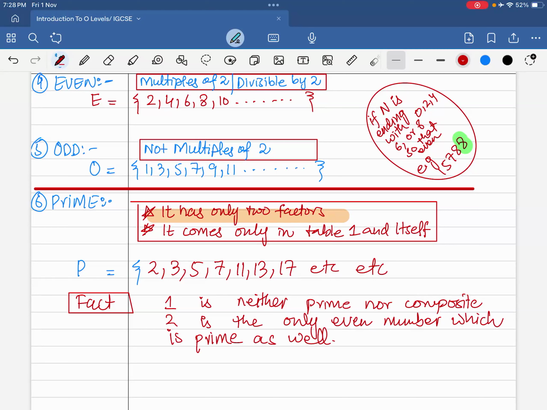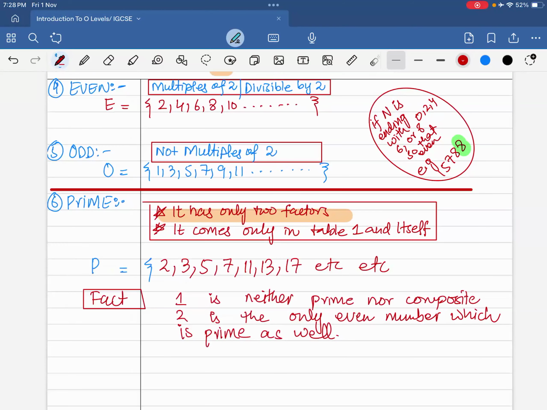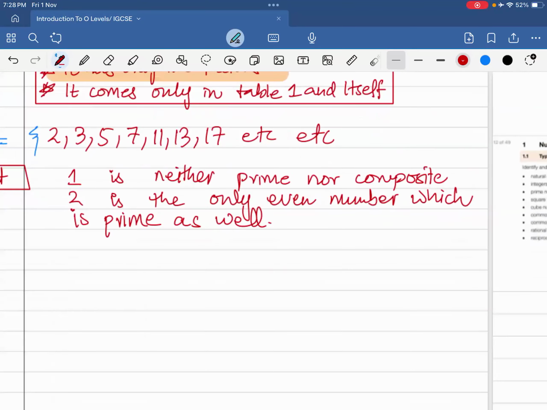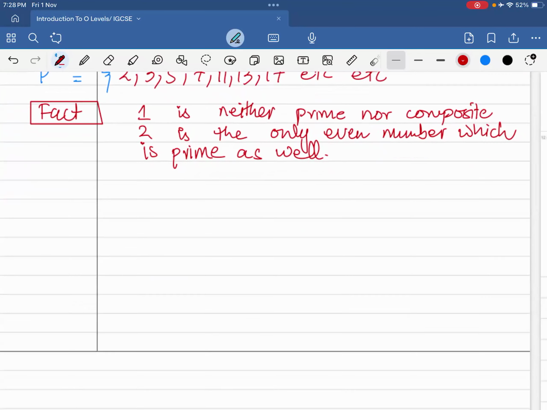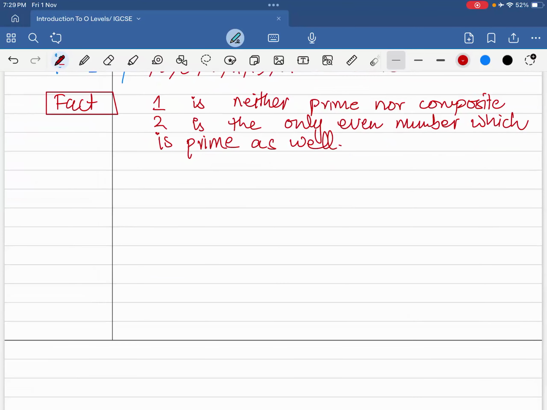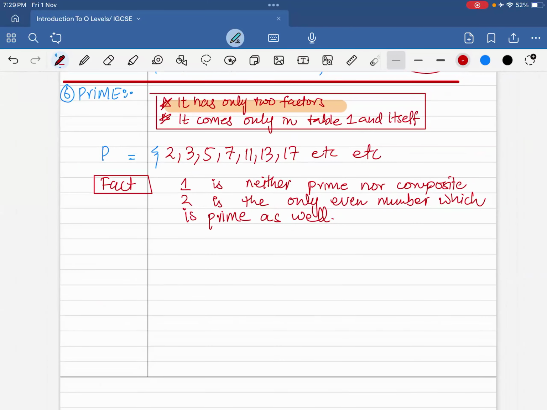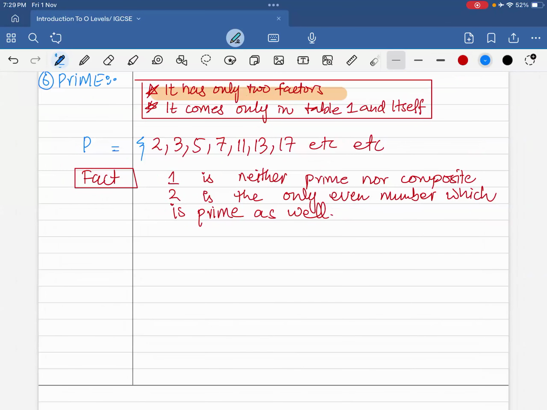Any confusion so far? No, sir. Beta, if anyone has any confusion, please tell me. Any confusion? Can I proceed to family number 7, which is composite numbers? Yes, sir. All right.